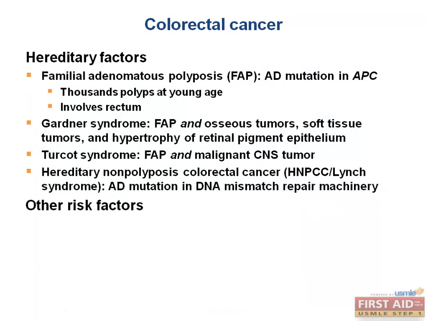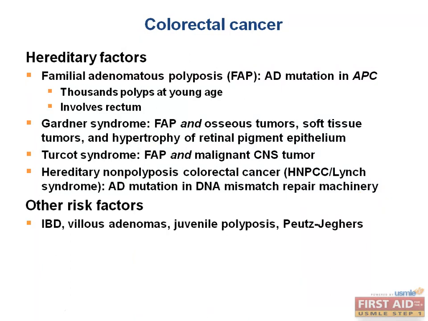We went over some of the risk factors already: IBD, villous adenomas, juvenile polyposis, and Peutz-Jeghers syndrome. Some other risk factors are strep bovis infection and tobacco use. The strep bovis connection is so important that if you see a question that includes the words strep bovis, look for an answer choice about colorectal cancer or colonoscopy for CRC screening.